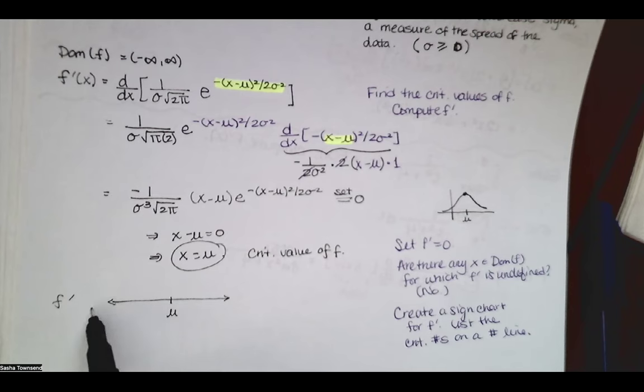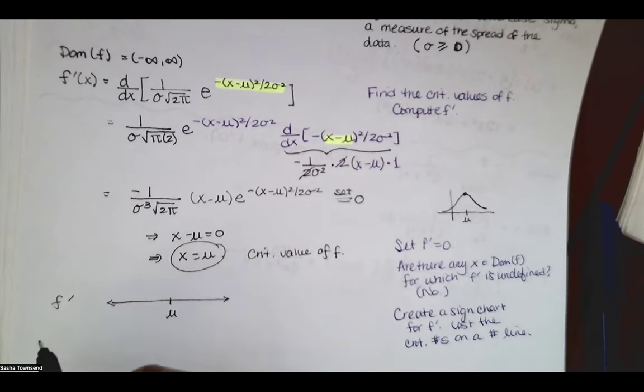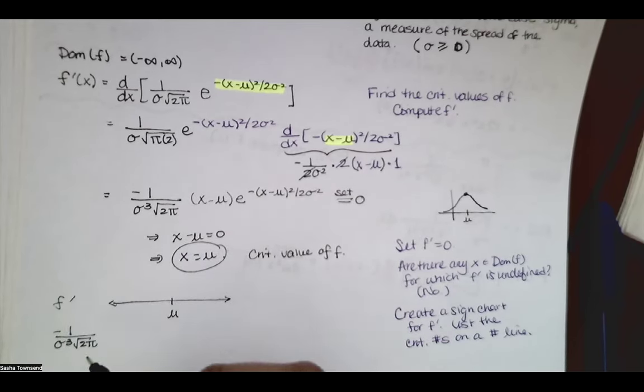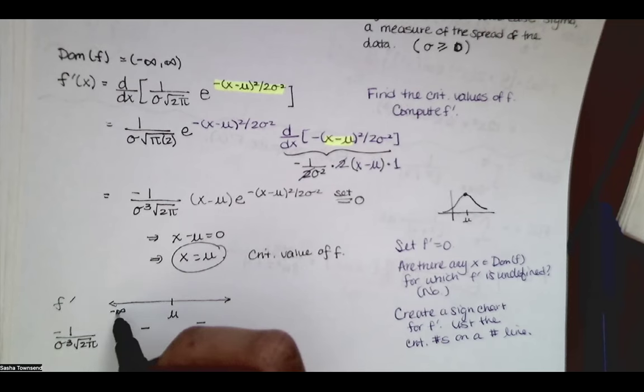To determine the sign of f prime, I think of it as a product of this factor, and this factor. Well, this negative 1 divided by sigma cubed times the square root of 2 pi is always negative because our sigma is always positive, provided that there is some variation in the data. This is going to be negative no matter what x is. This is a number line for x values.